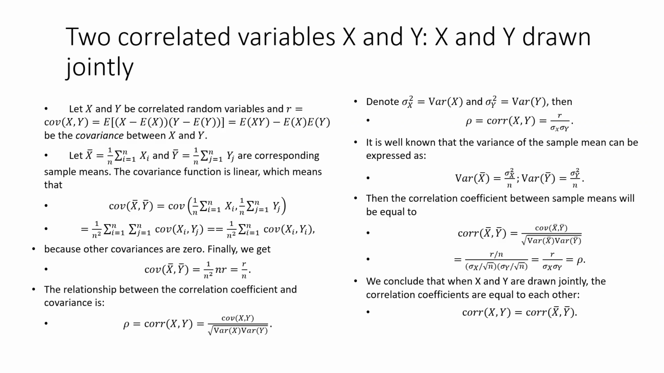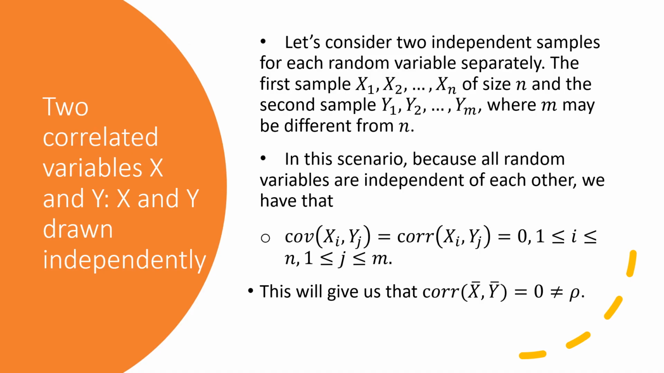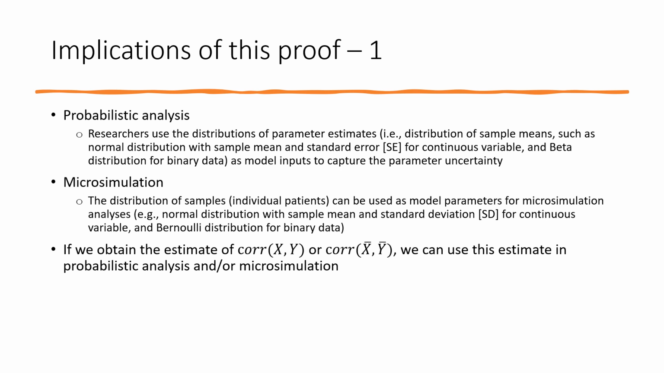This slide shows the proof that for correlated random variables x and y, the correlation coefficients of sample means and samples are equal to one another when x and y are drawn jointly. When samples of x and y are drawn independently, the correlation coefficient of sample means is equal to 0. Now, I will introduce implications of the proof.